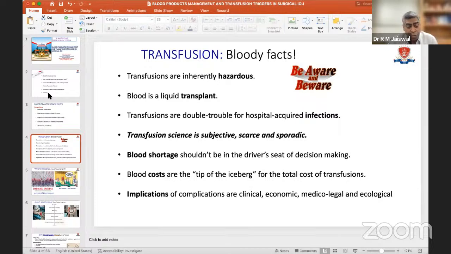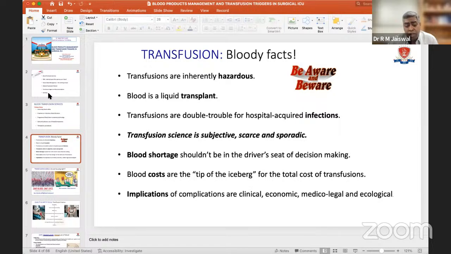And though it is commonly known as a blood transfusion, literally we are dealing with blood as a tissue, and you can say we are dealing with a liquid transplant. Transfusions are double trouble for hospital-acquired infections. Blood shortage should be in the driver's seat of the decision making.